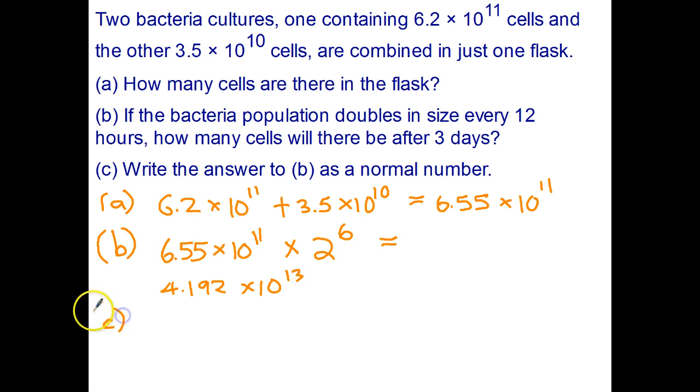And finally, let's just write it as a normal number. So 4.192, I've got to move the decimal point 13 places to the right. So there's 3, 4, 5, 6, 7, 8, 9, 10, 11, 12, 13. Put in some commas. 1, 2, 3, and there's the answer. And I'm not even going to try to say that.